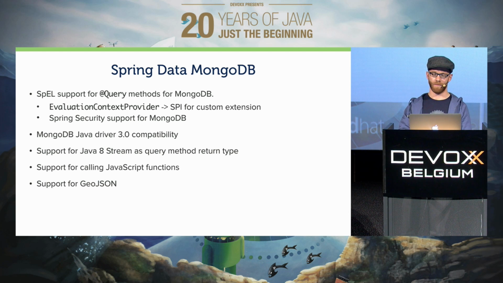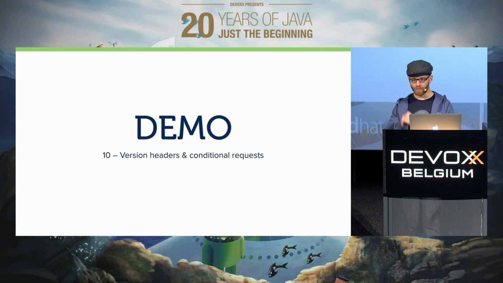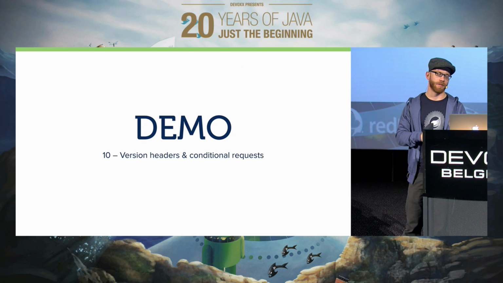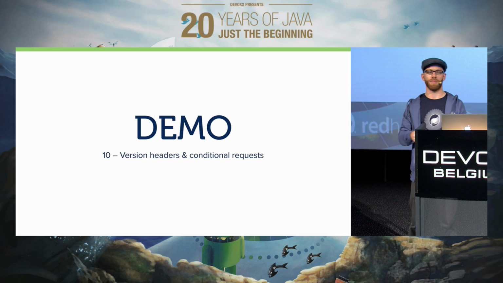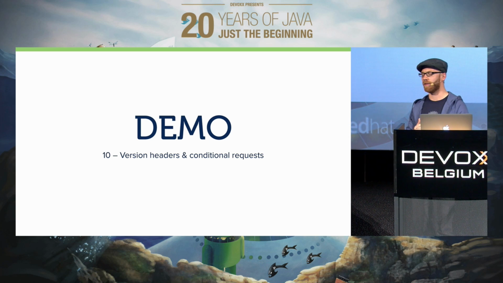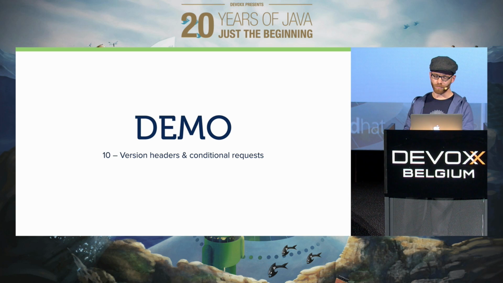That's supported here. All right, Spring Data REST. As I said, Spring Data REST is basically taking your repositories and creating HTTP resources for each of them, and then allowing just HTTP clients to consume them.